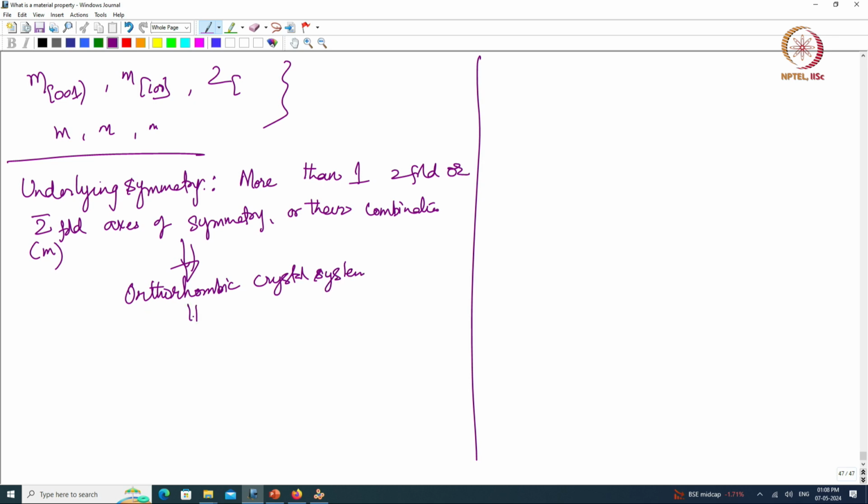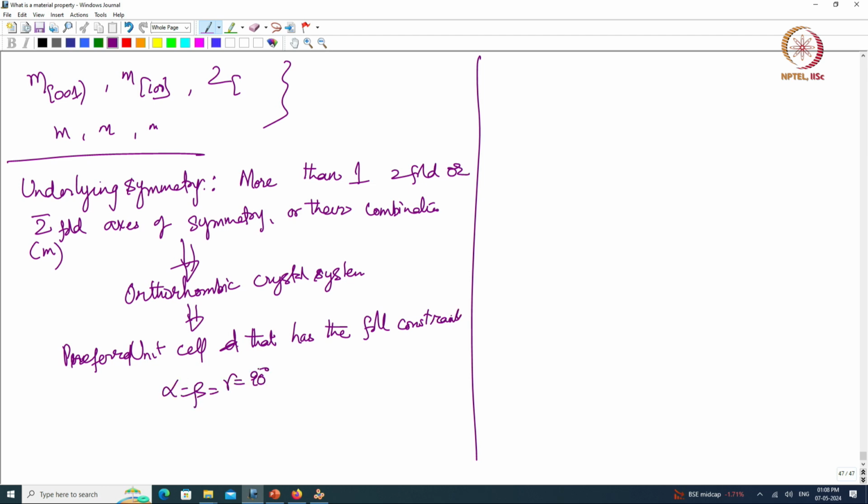with a preferred unit cell defined that has the following constraints, and the constraints are that alpha equal to beta equal to gamma equal to 90 degrees, right. So, it is an orthogonal system, right, and A does not need to be in general equal to B equal to C. Okay. All right.